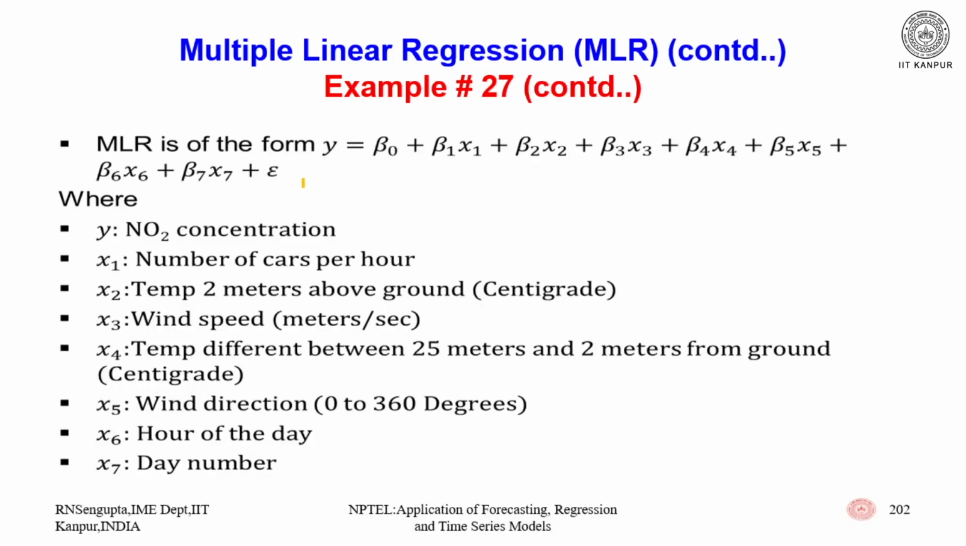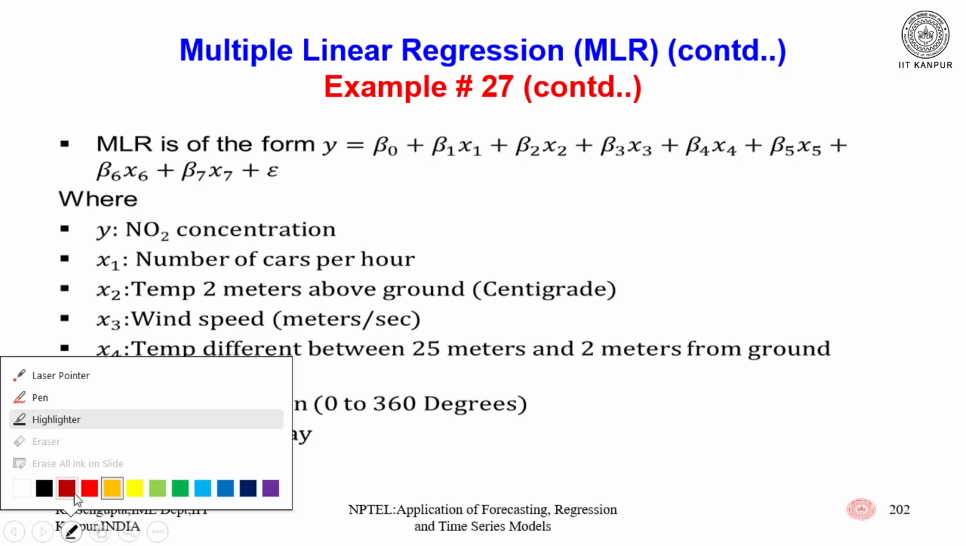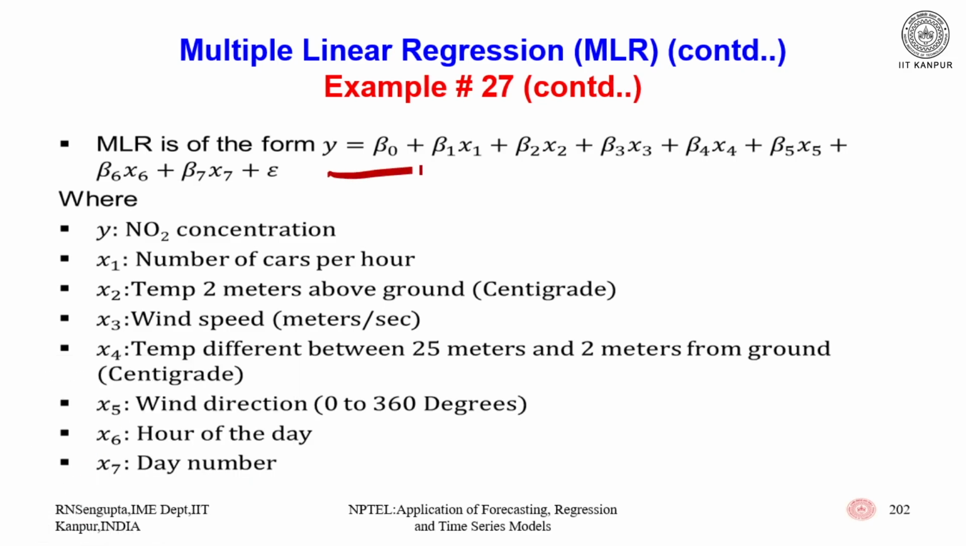Now, once we have the MLR model formulated in the theoretical sense, with beta naught as the intercept, the actual model is this, which I will highlight using a different color, red. So, y is equal to beta naught plus beta 1 x1 plus beta 2 x2 plus beta 3 x3 plus beta 4 x4 plus beta 5 x5 plus beta 6 x6 plus beta 7 x7, because there are 7 independent variables, plus the error term.